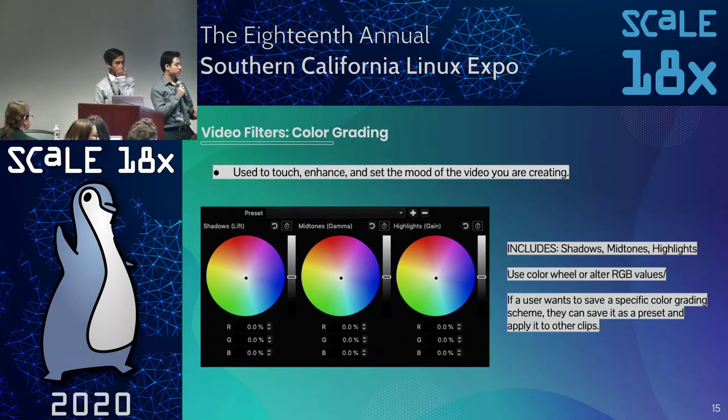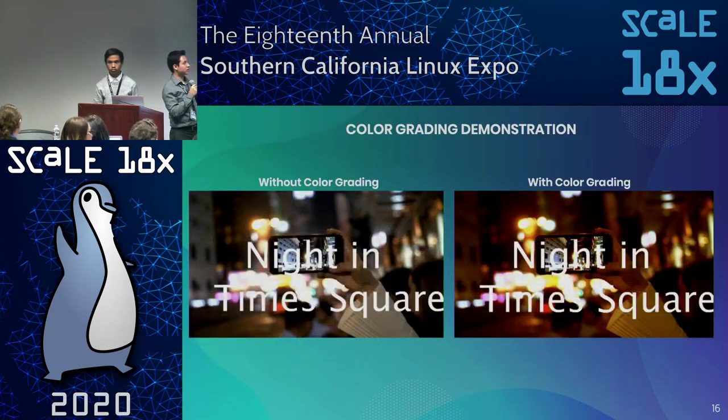In this feature, you have access to the color wheel, and you also have access to the individual RGB values. So this gives you a really fine level of customization to which colors you want. So if you don't feel comfortable using the color wheel, you can just stick to the values.